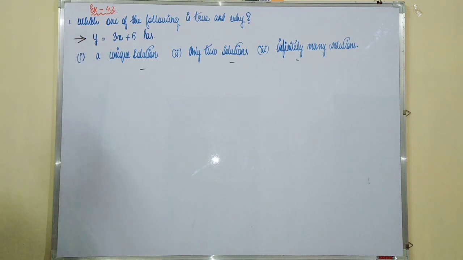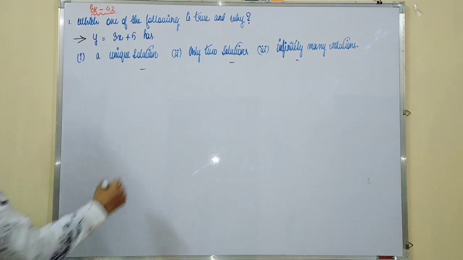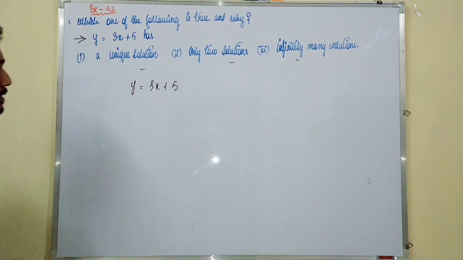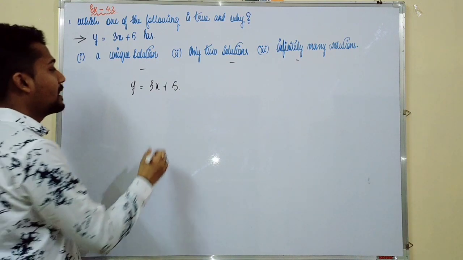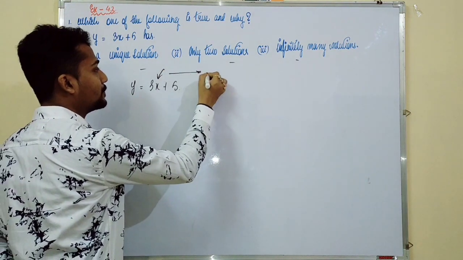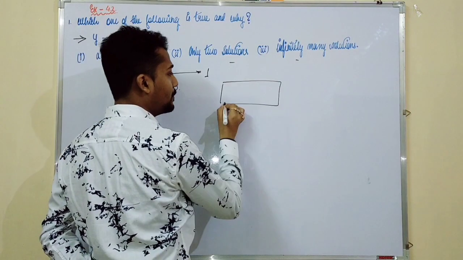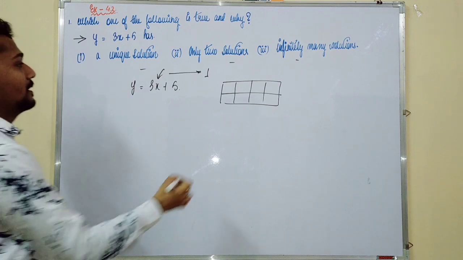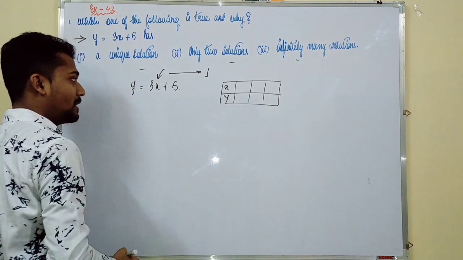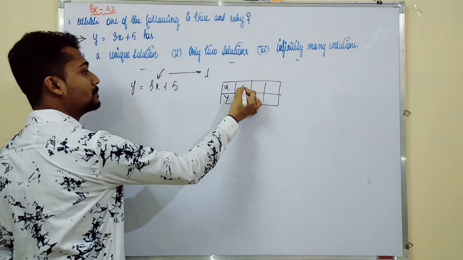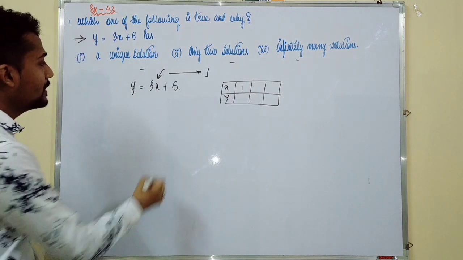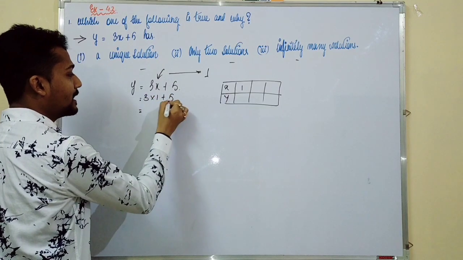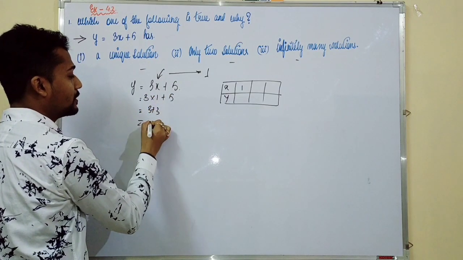So the equation is given, y is equal to 3x plus 5. Now see this particular question. If I take x is equal to 1, okay, I make a box and here I put x and here I put y. If I take x is equal to 1, that means I get the value of y. How much? 5 plus 3 is equal to 8.